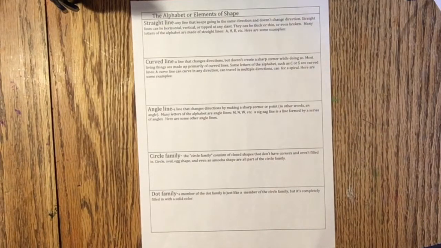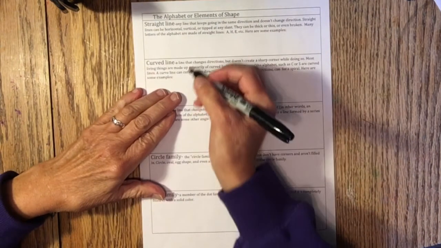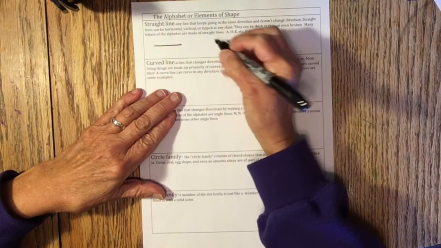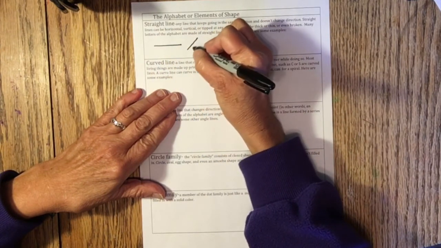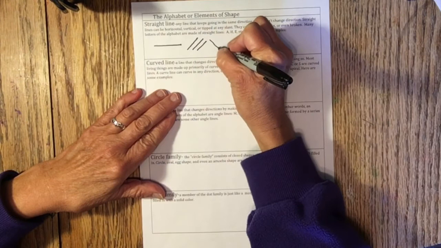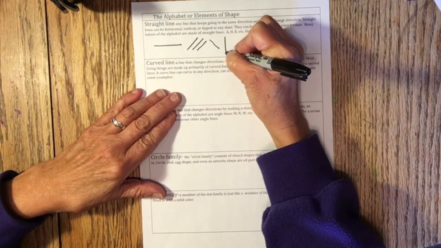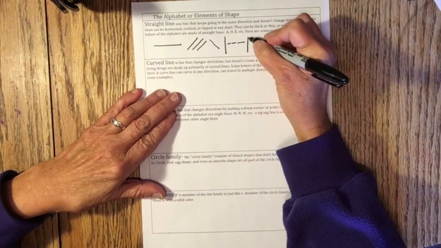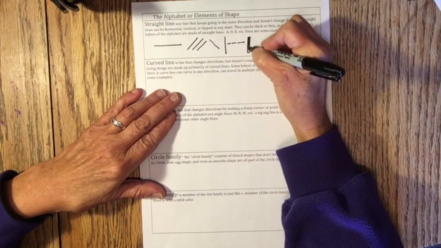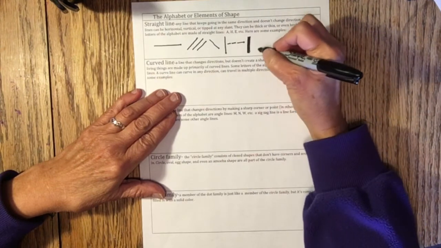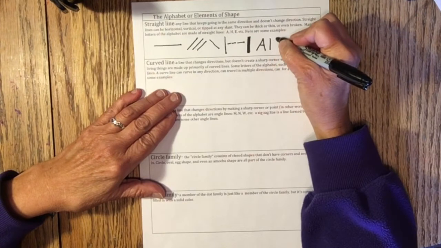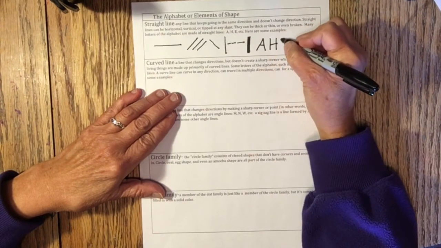So let's see what the alphabet of shape actually means. The first element, or letter of the alphabet if you want to call it that, of shape is a straight line. And a straight line can go in any direction as long as it doesn't change direction within the line. It can even be broken, or it can be a wider and thicker line. But if you look at things like furniture and architecture, you'll see that a lot of them are composed of straight lines. Some letters of the alphabet are also composed of straight lines.